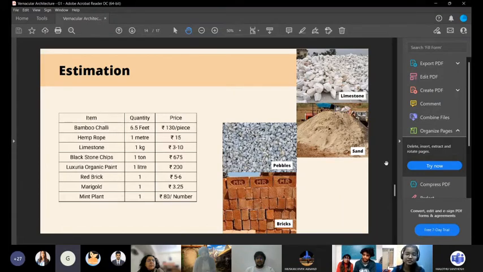This is the estimation. We could not exactly calculate the amount of materials required, so we just wrote the quantity and the price per unit which could be found in the market.